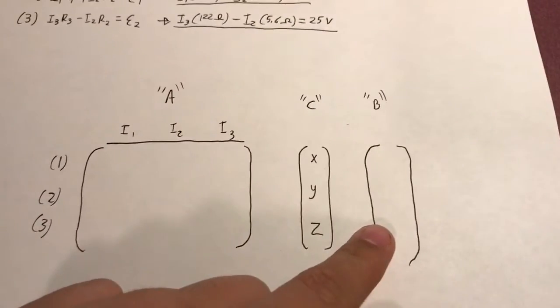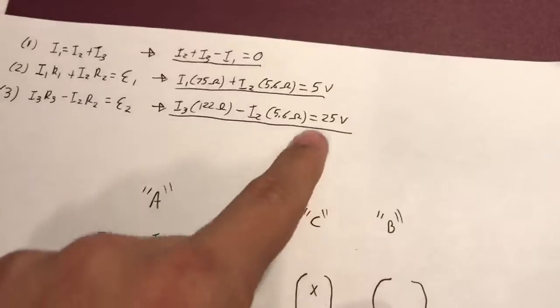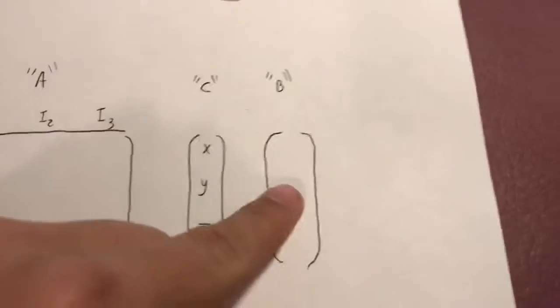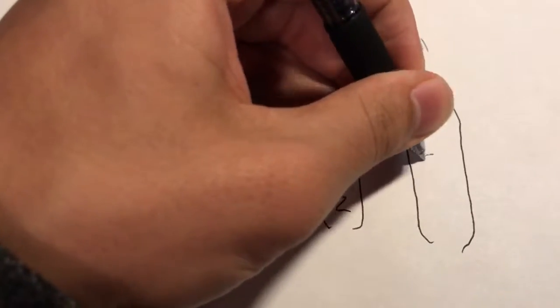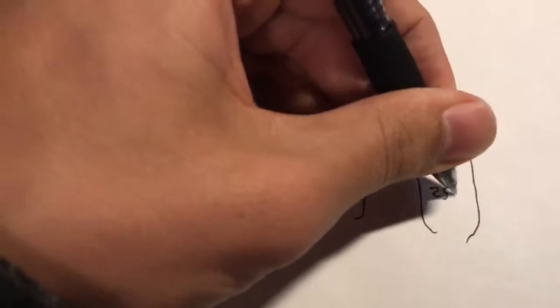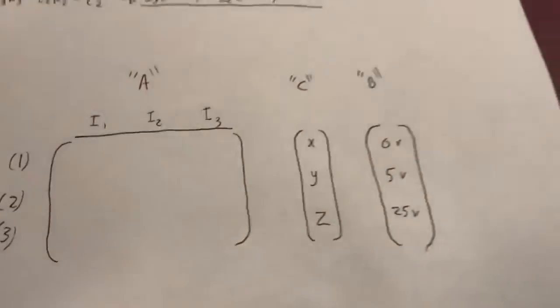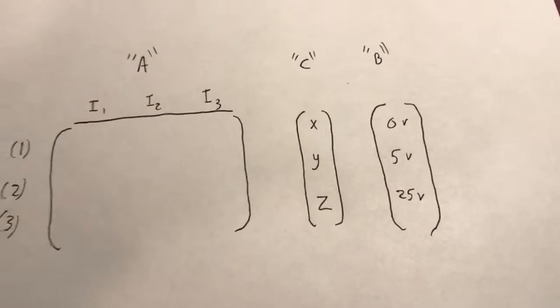And then B is going to be our 3 by 1 matrix that uses these three values here, 0, 5, and 25. So we can go ahead and write those in just as they are, just like this. So we've got 0, 5, and 25. And you can put your units if you'd like. It doesn't necessarily matter. So cool, we've already filled out one matrix.